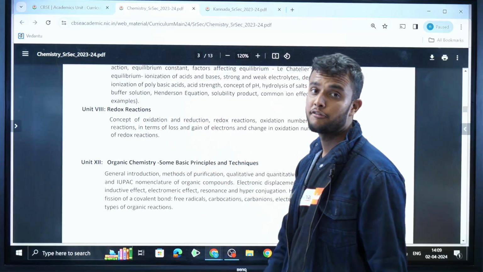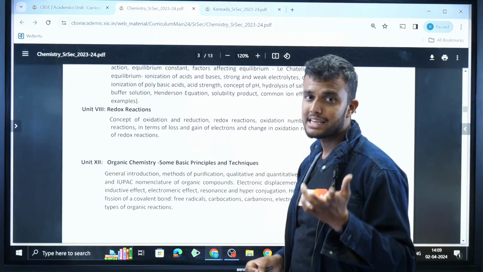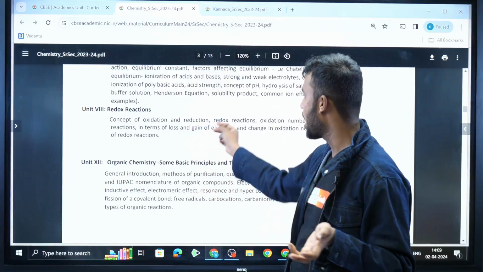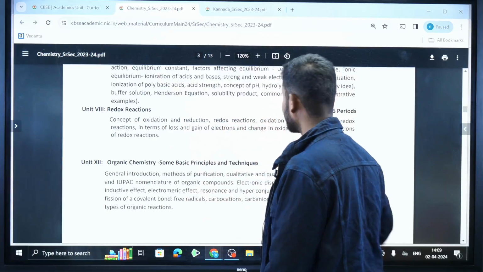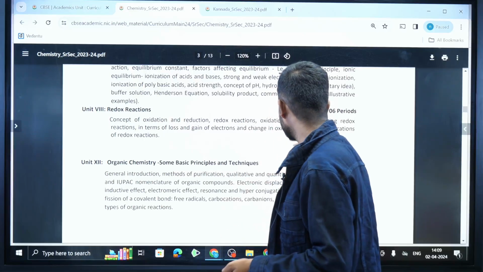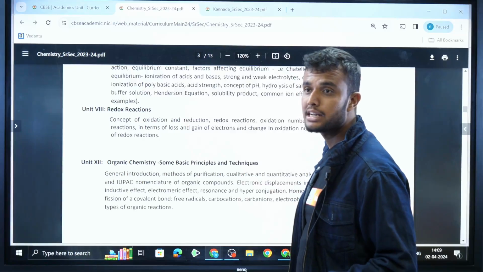I already explained a few redox reaction concepts. Which ones? Oxidation number, balancing redox reactions. I already explained the concept of oxidation and reduction. Redox reactions, oxidation number, balancing redox reactions in terms of loss and gain of electrons and change in oxidation number, applications. I already explained this unit, the entire unit, right, my dear students?